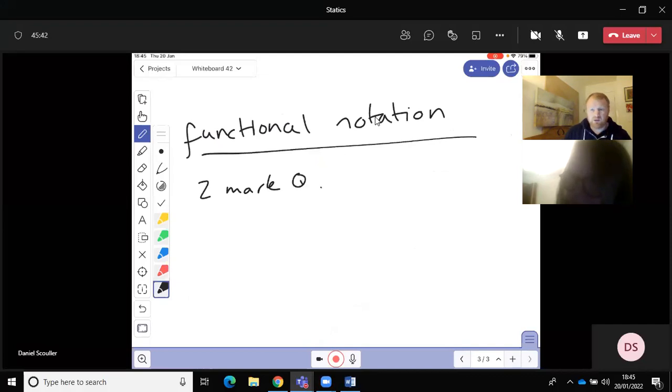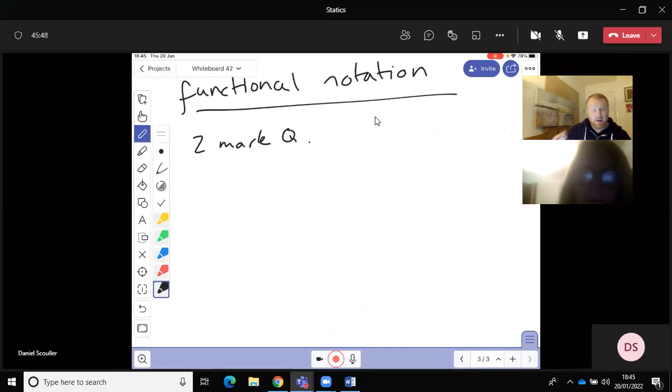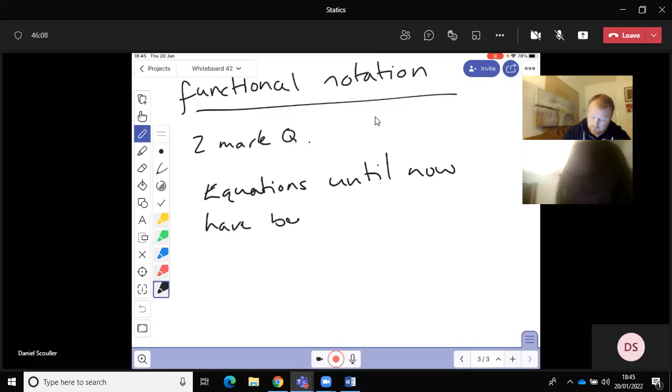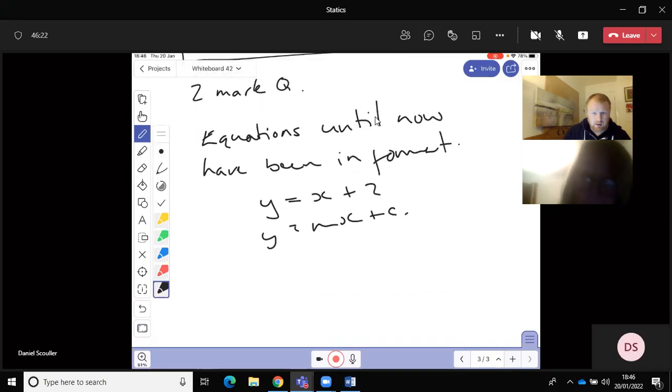In the exam, it always comes up, but it's one that almost feels like a space filler rather than a proper question. But essentially, what it is is just taking the equations that we're used to. Up until now, the equations have been in the format of y equals something. So y equals x plus 2 or y equals mx plus c. That type of format.